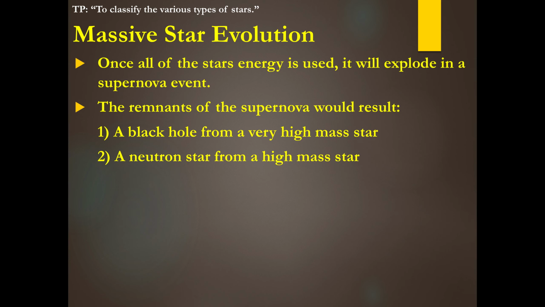Massive star evolution. Once all the star's energy is used up, it will explode in a supernova event. This is for a massive star, a big one, right? The remnants of the supernova would result in 2 things: a black hole from a very high mass, or a neutron star from just a high mass star.